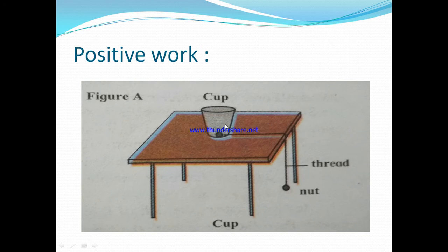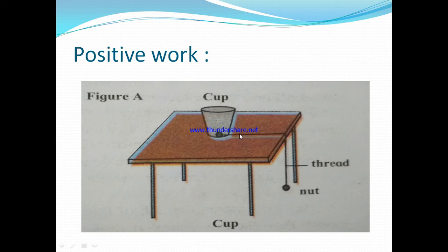Here, one cup is placed on the table and a thread is tied to this cup, and then a stone or a nut is tied at the other end. On a table, a thread is tied between two nuts. The first nut is in this cup and the second nut is on this side. Perhaps we can assume this second nut is a little heavy. Now what will happen? The force will be applied according to the gravitational force. Because of the gravitational force, this nut will come down.